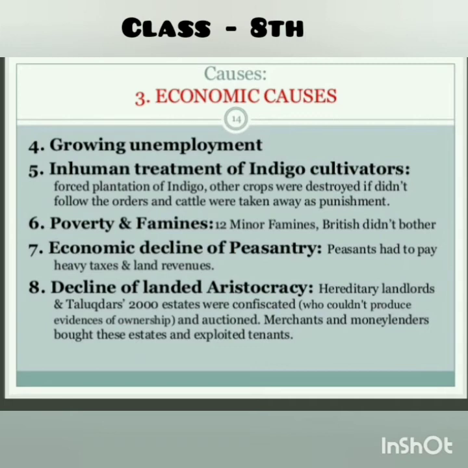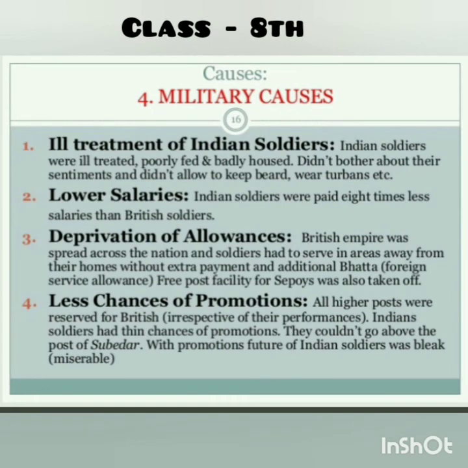Next economic cause, decline of landed aristocracy. Hereditary landlords and talukdars, at least 2,000 estates were confiscated who could not produce evidences of ownership and auctioned. Merchants and moneylenders bought these estates and exploited tenants. So, in this manner, the farmers, the peasants, they suffered.